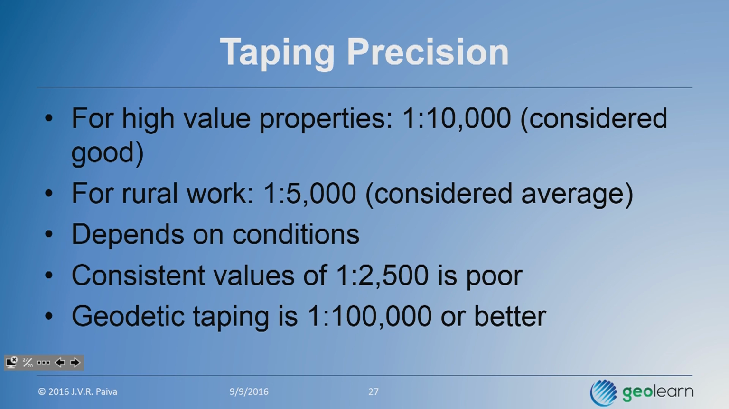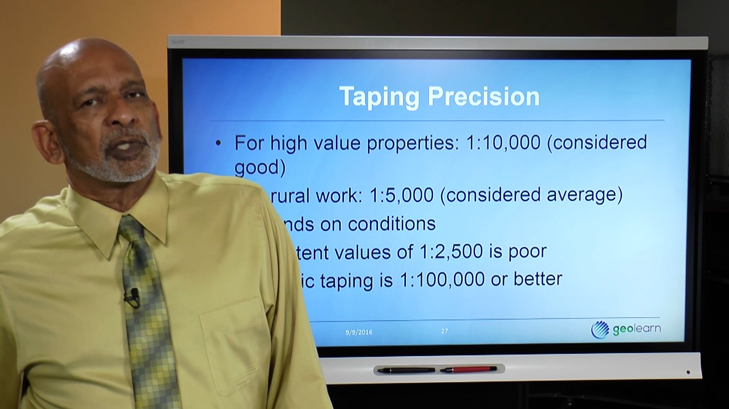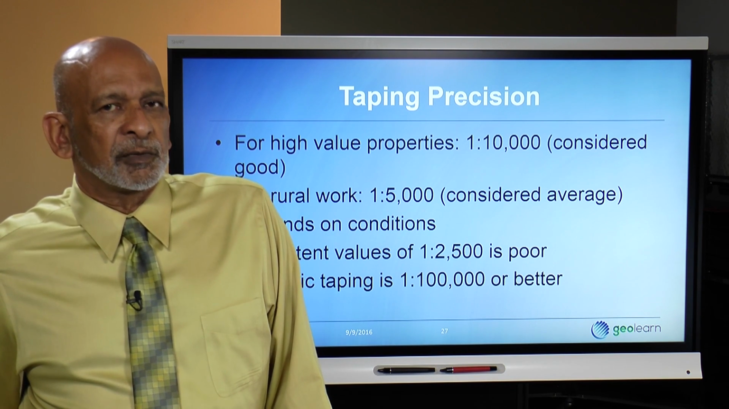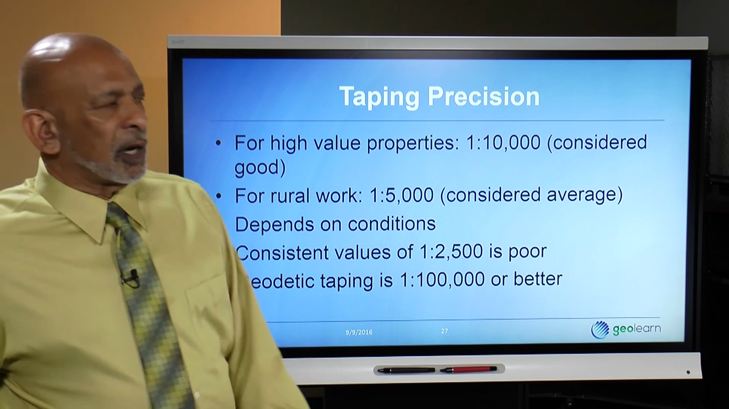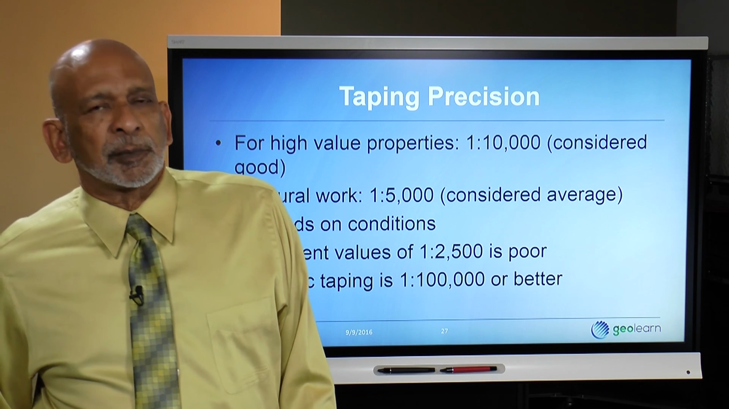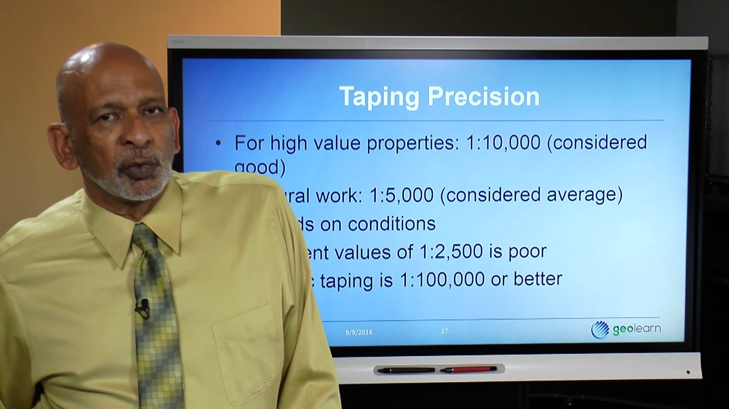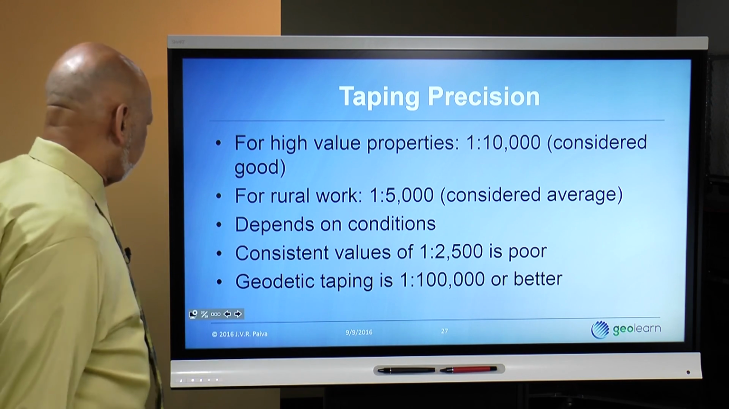You could have situations where you need more than 1 in 10,000 in the city or less, and similarly for rural work. If you're a professional surveyor and you're consistently getting 1 in 2,500 or less with taping, it's considered poor. Now, most students will have a hard time getting to that on their first few attempts, and that's okay. This is a process of learning. I'll tell you right now, for those of you who have some experience with surveying, you think you do far better than this, but I will soon disabuse you of that notion.